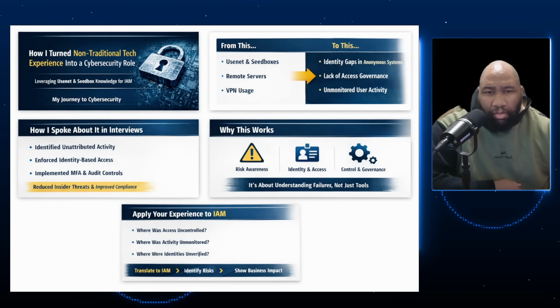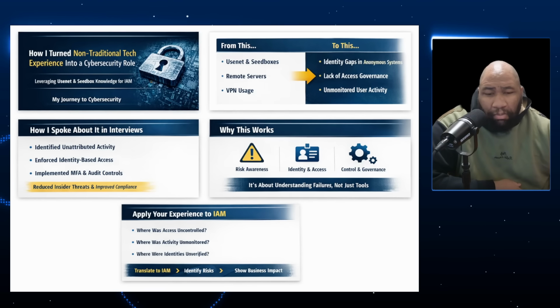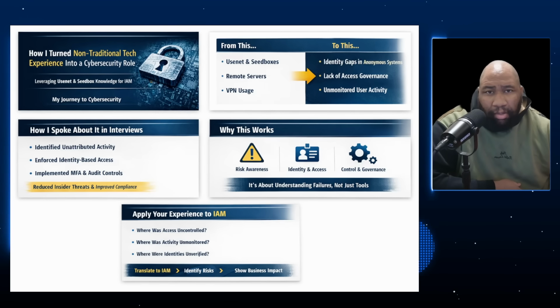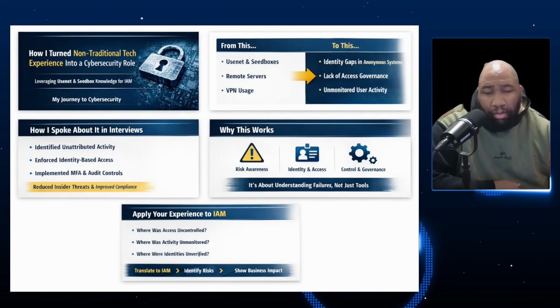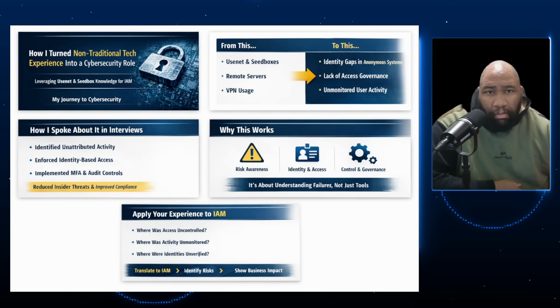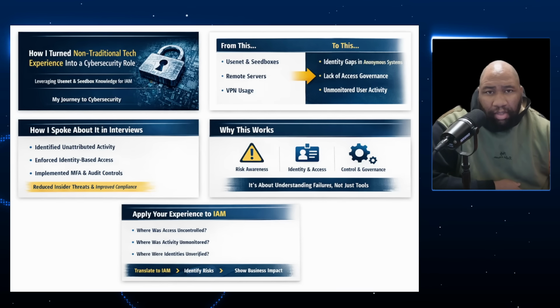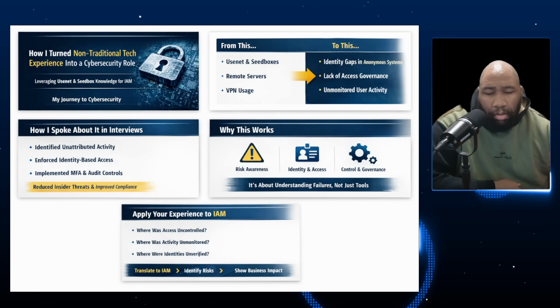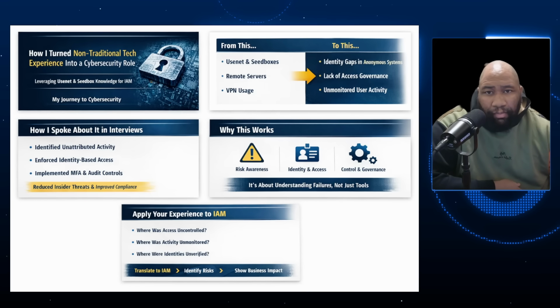Now, why this works and also why most people miss it. Most people think cybersecurity is just about tools. It's not. It's about risk, identity, and control, for example. Because anybody can learn a tool, right? But if you can walk into a conversation and say, I understand how systems fail when identity is not enforced, you immediately separate yourself from 90% of the candidates.